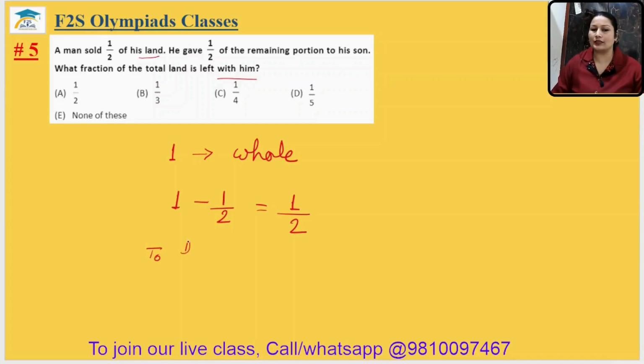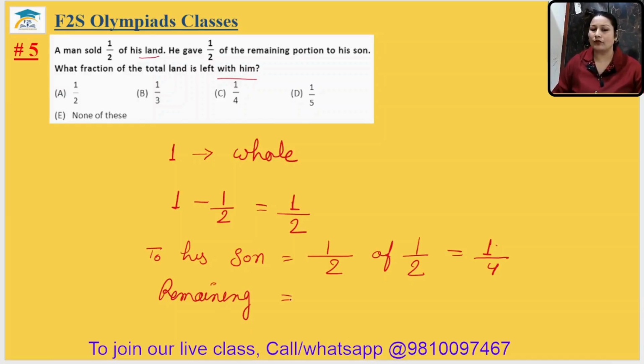So to his son, he has given 1/2 of half. ठीक है, that is your 1/4. 1/4 he has given to his son. So remaining will be 1/2 he has after selling, and then 1/2 minus 1/4. So he has 1/4 of land now. Option C will be the correct answer. Fifth, C.